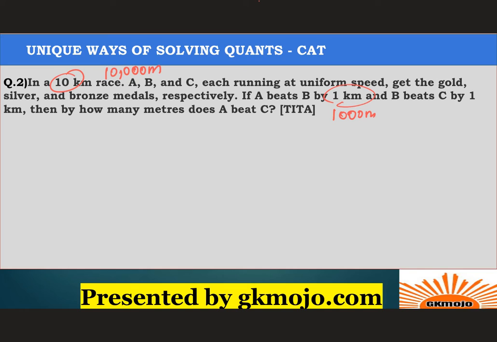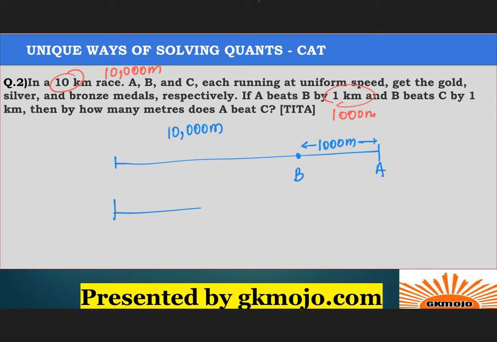All right, so let's form the gist of this question. So this is the race line, let's suppose. So A beats B by 1 kilometer. So if A has reached the final point, B is over here, and the distance between them is 1,000 meters. Agreed? And this is for a 10,000 meter race, right? Similarly, B beats C by 1 kilometer.